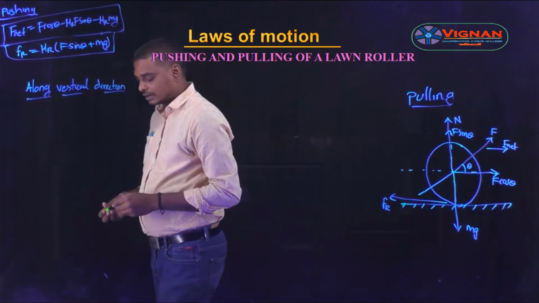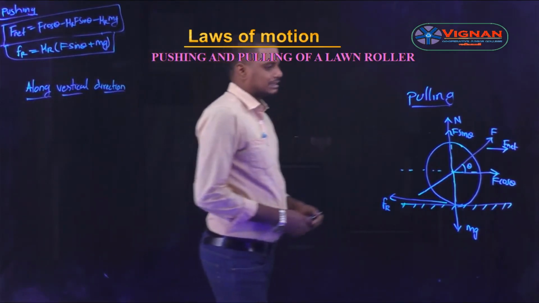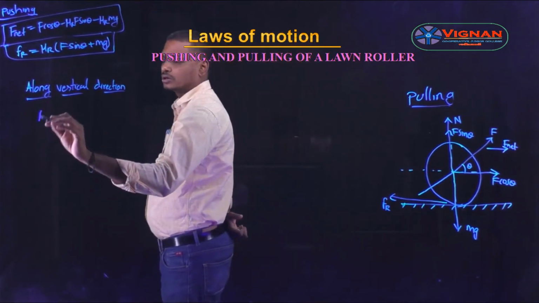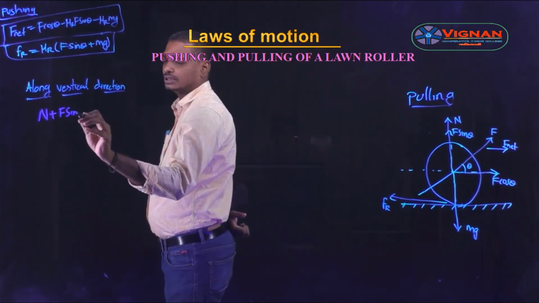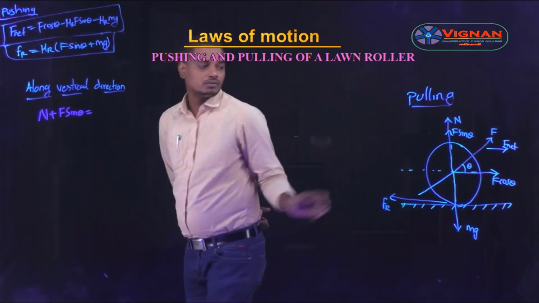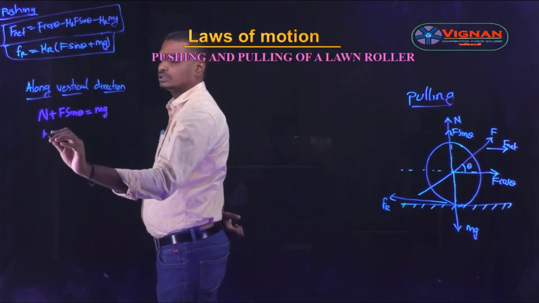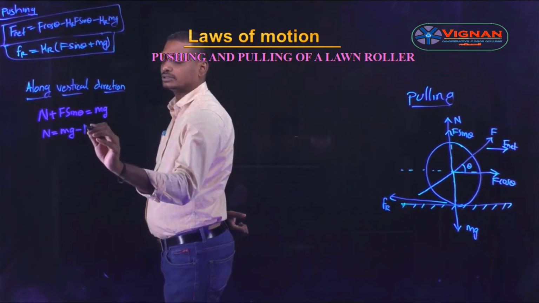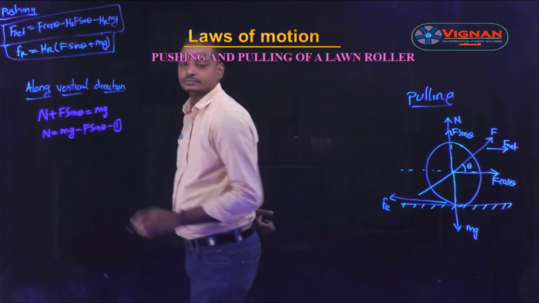Along the vertical direction, there is no motion, so there is no net resultant force acting on the body. From this, the equation can be written as: total upward forces, N plus F sin theta, is equal to total downward forces, which is mg. From which the normal reaction N is equal to mg minus F sin theta. Let it be equation 1.